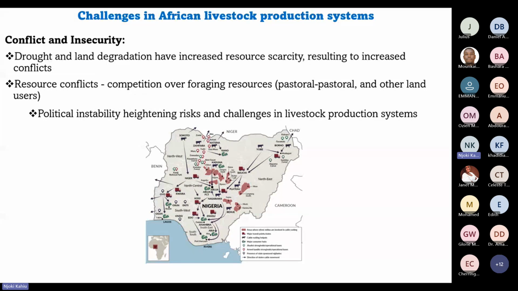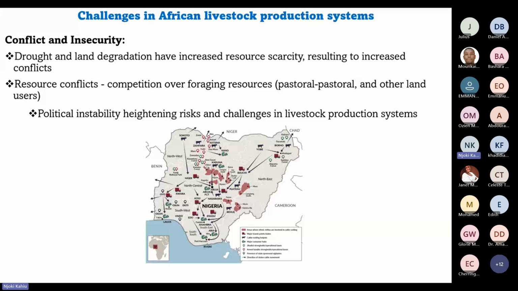conflict and insecurity. And this is due to increased resource scarcity that more often than not results in conflicts. This is competition over foraging resources, and you will find this happens between pastoralists, but also between pastoralists and crop producers, because sometimes pastoralists tend to feel like they have free access to land as long as they are within the vicinity. So we will find trespassing across landscapes, and you find conflict happening between pastoralists and pastoralists, and between pastoralists and crop producers.